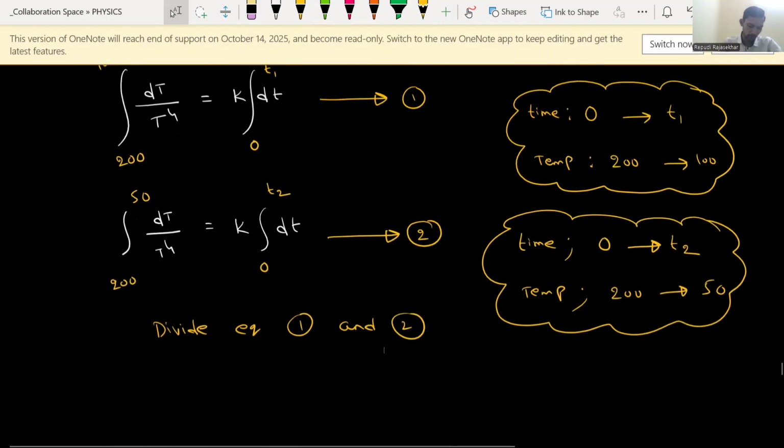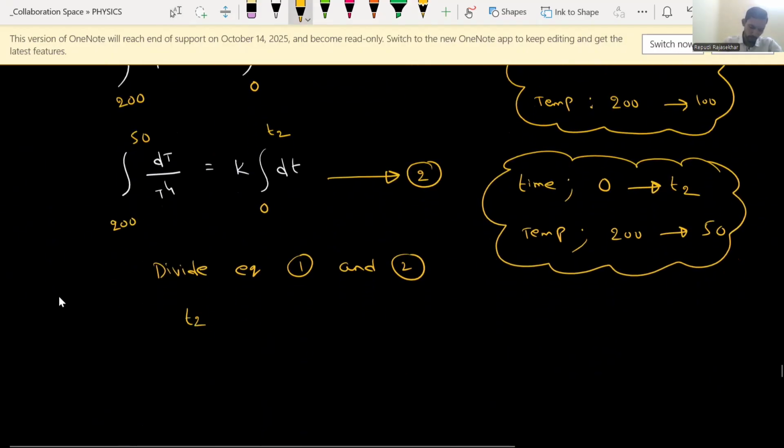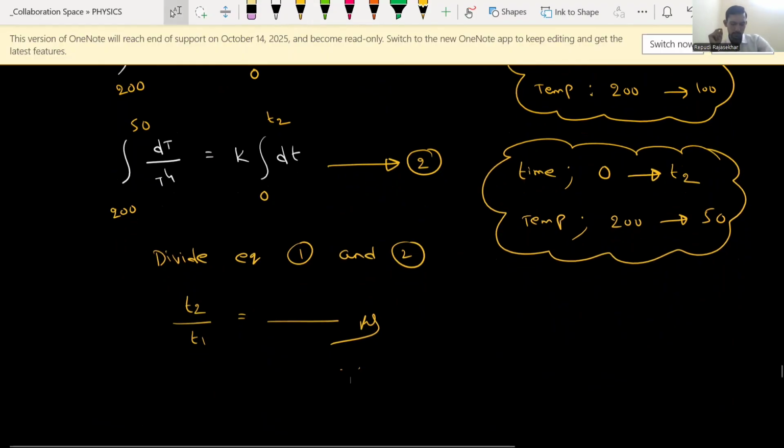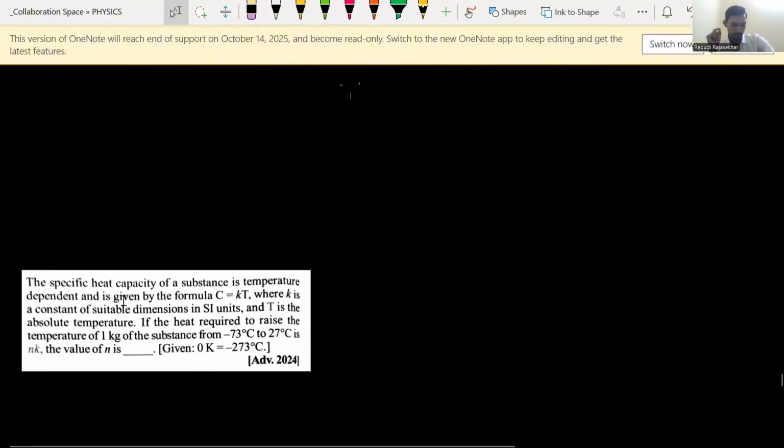So T2 by T1 is what they're asking, and we will get the answer for this. Just do it as homework I am giving: apply the integration and divide both equations, and you will get the final result. Next one.